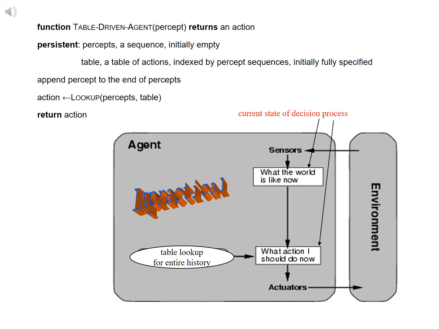Now the question here is, what do you think? How many lines should this table have for a very simple environment? Let's give the example of chess. In the case of chess, you would have about 10 to the power of 150 entries for the lookup table. So you can see here that this is really not computationally efficient. It is not memory efficient. This kind of agent would not work in the real world.